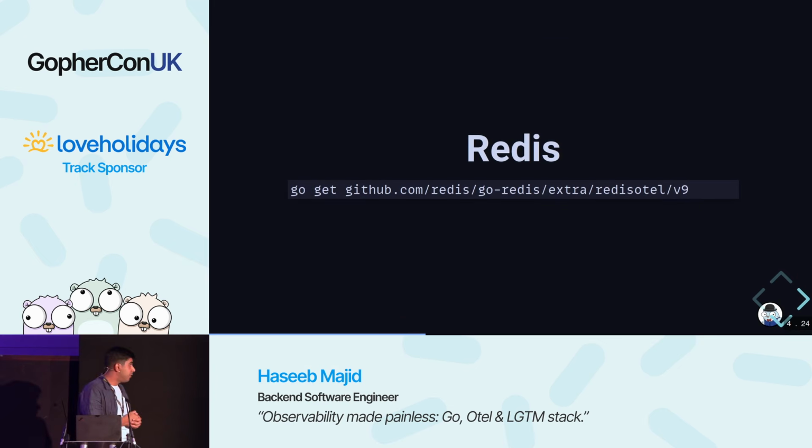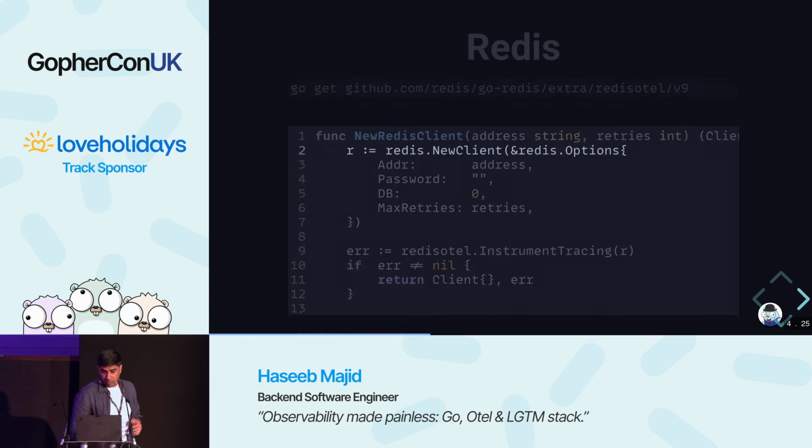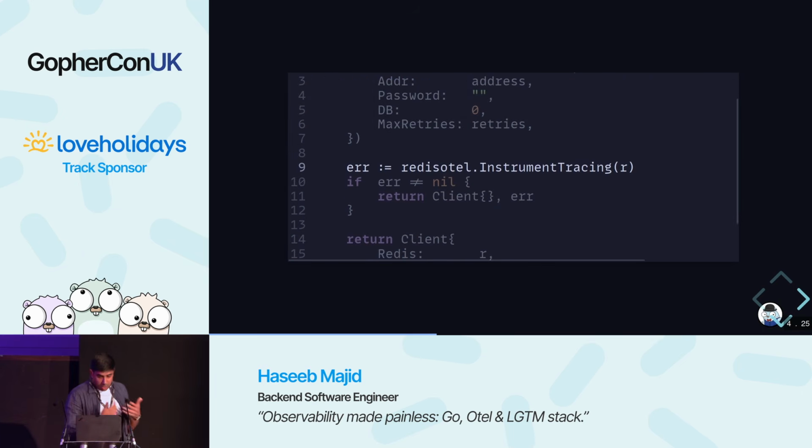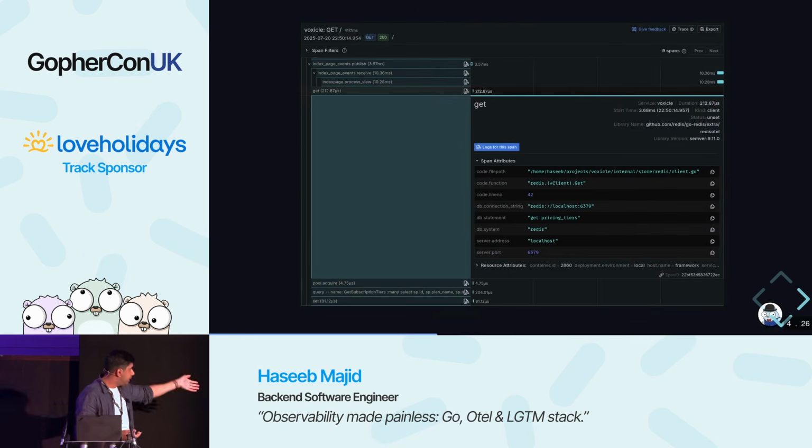Similarly, we can do this with Redis or Valkey. We create our Redis client, and we instrument tracing. Again, just one line, auto-instrumented. And out of the box, we can start to see traces like so. You can see the DB statement, and you can see some server address and other such useful information. You get that free out of the box, don't really have to do much. So yeah, that's pretty powerful.